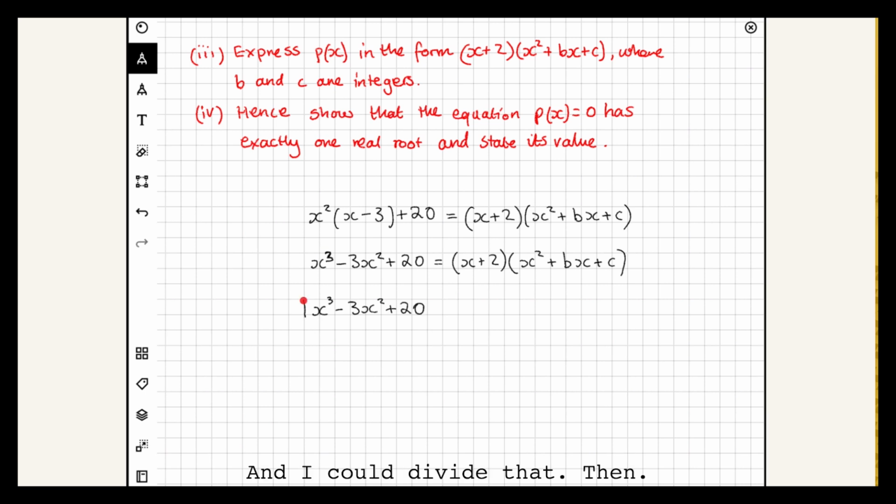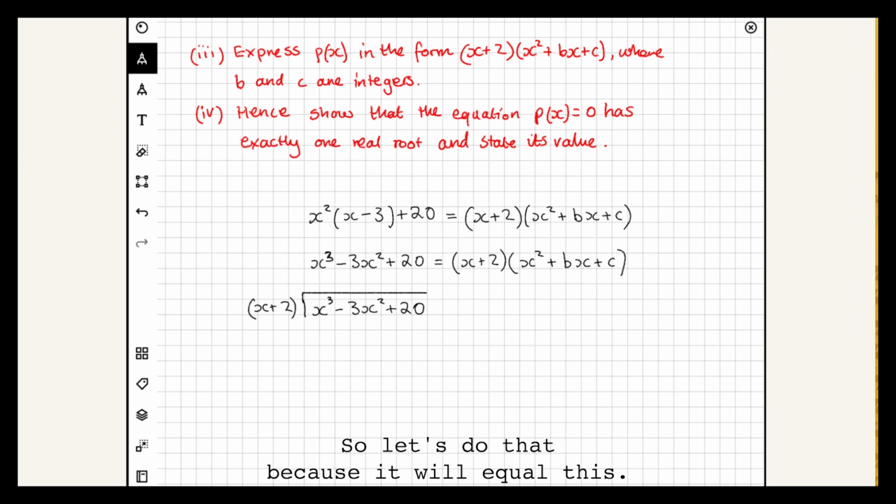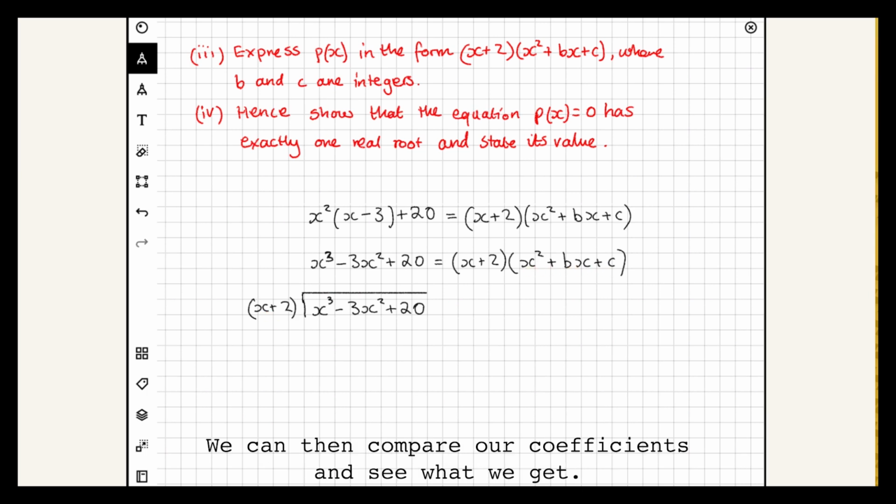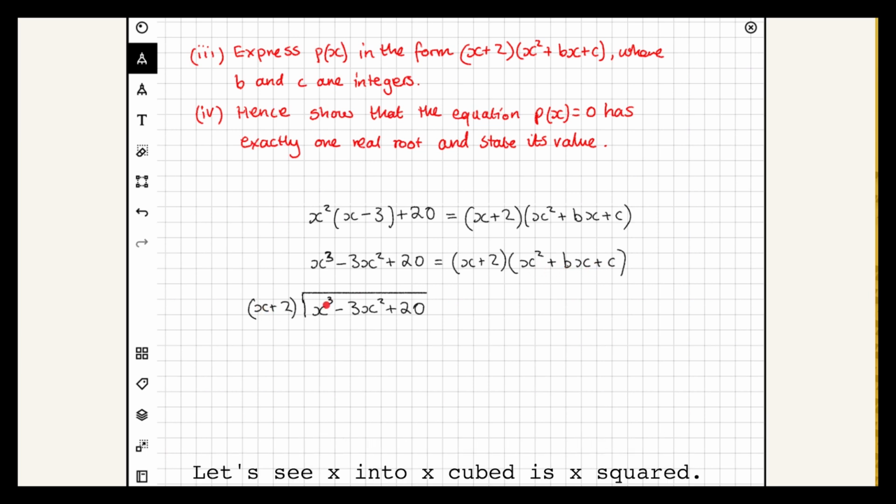And I could divide that by x plus 2. So let's do that because it will equal this. We can then compare our coefficients and see what we get, and hopefully we will get the values of b and c. Let's see. x into x cubed is x squared. x squared times x is x cubed. There we go. x squared times 2 is plus 2x squared.